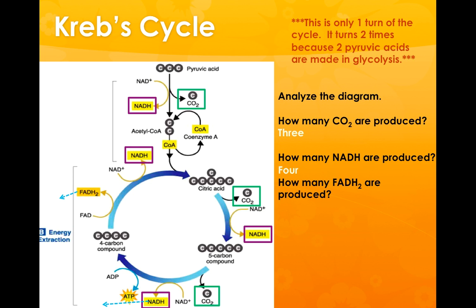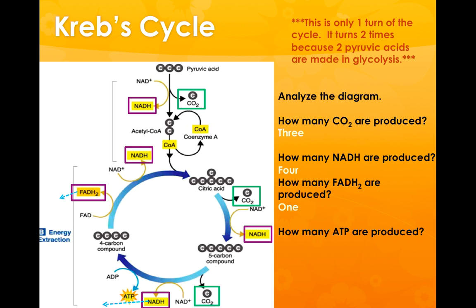Okay, how many FADH2 are produced? There's one FADH2 that's produced, and I've highlighted this in purple as well as NADH because they have similar functions. FADH2 is also an electron carrier that's going to go to the electron transport chain to produce a whole lot of ATP. So just one FADH2 molecule is produced in one turn of the Krebs cycle.